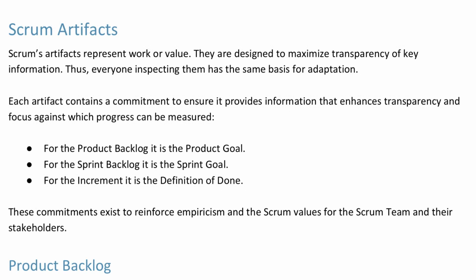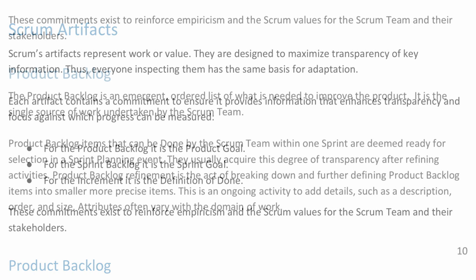Scrum Artifacts. Scrum's artifacts represent work or value. They are designed to maximize transparency of key information. Thus, everyone inspecting them has the same basis for adaptation. Each artifact contains a commitment to ensure it provides information that enhances transparency and focus against which progress can be measured. For the product backlog, it is the product goal. For the sprint backlog, it is the sprint goal. For the increment, it is the definition of done. These commitments exist to reinforce empiricism and the Scrum values for the Scrum team and their stakeholders.